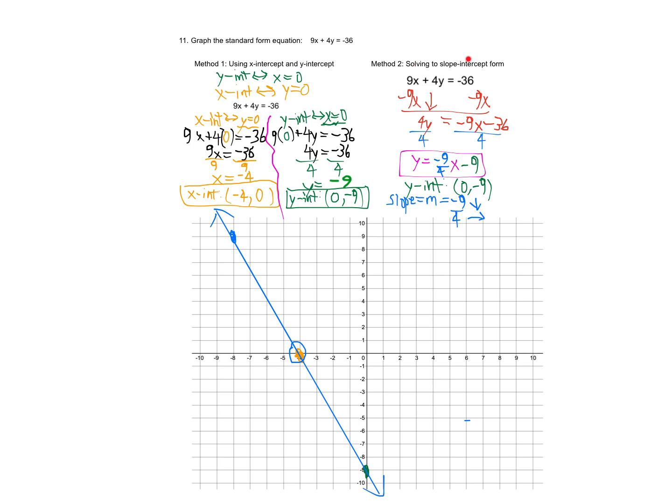You could also solve for the slope-intercept form, subtracting 9x from both sides, dividing by the 4 in front of the y. Negative 9 divided by 4 is negative 9 over 4x. Negative 36 divided by 4 is negative 9. So y equals negative 9 over 4x minus 9. Plotting the y-intercept is 0, negative 9. My slope is a negative 9 over 4. That means I actually have to go up 9, back 4, up 9, back 4 to get my other points, since I can't go down 9 to the right 4. In either case, this is what your line should look like.